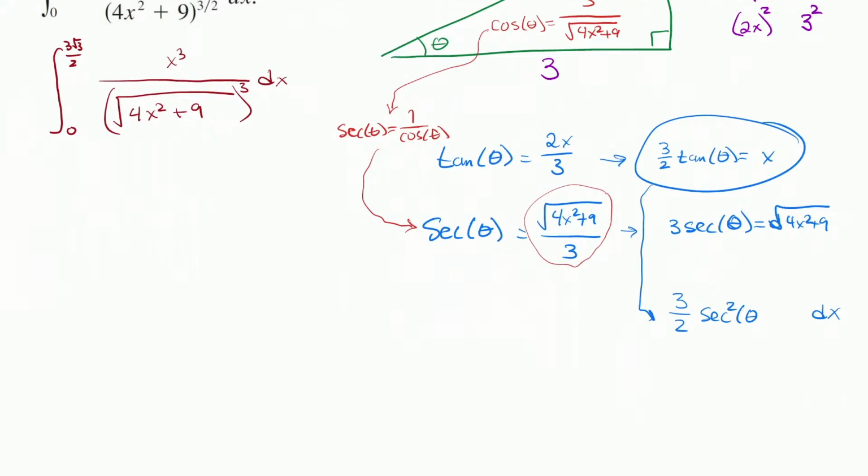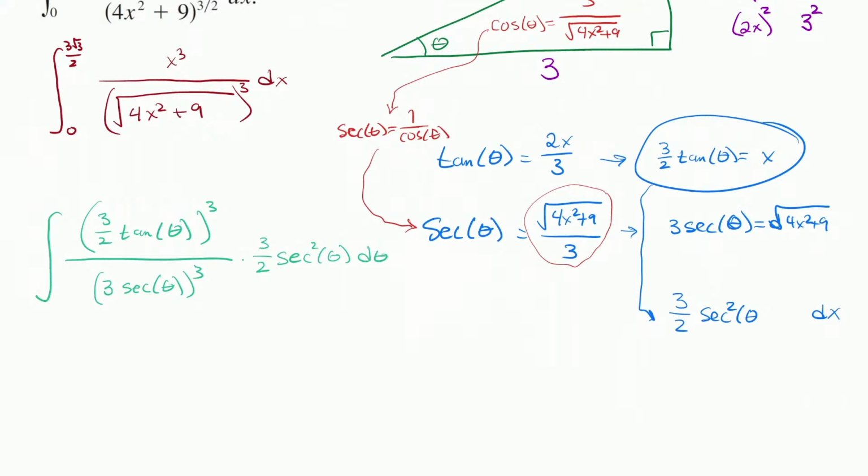So this thing, I'm going to leave off the limits until the very end. So x cubed is 3/2 tangent cubed. Then the radical cubed is 3 secant cubed. And then dx is 3/2 secant squared d theta. And I see that I left off a parenthesis. Okay, so I'm going to highlight. I know that, there we go.